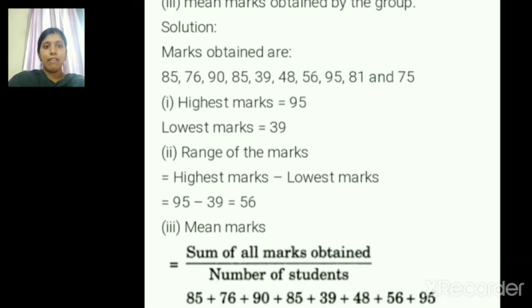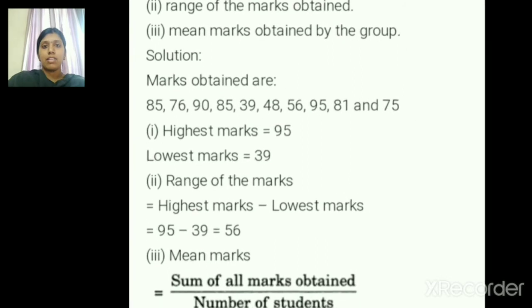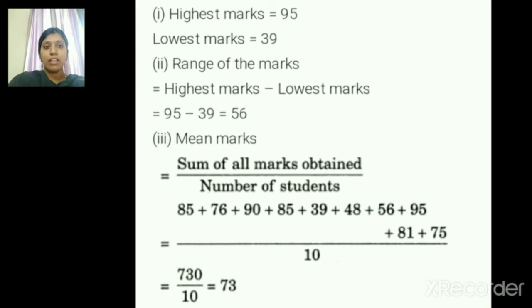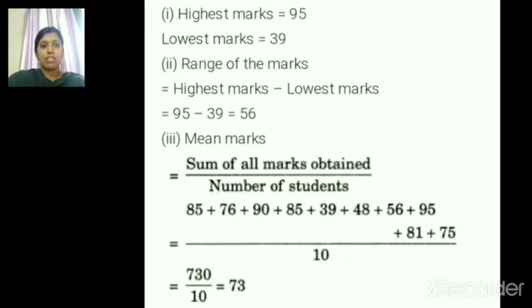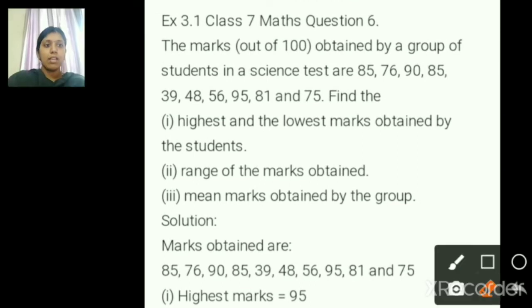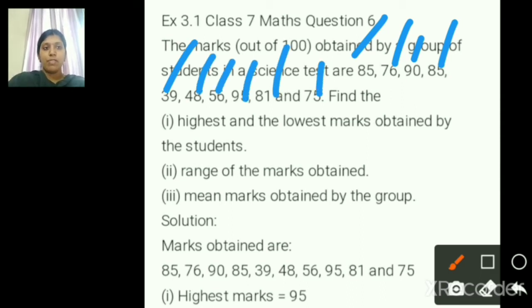Third subdivision, we have to find the mean marks obtained by the group. So mean marks is the sum of all the marks divided by the number of students. All the marks we have to add, and divide by how many students there are in total. Count the number of students. 1, 2, 3, 4, 5, 6, 7, 8, 9 and 10. So we have 10.